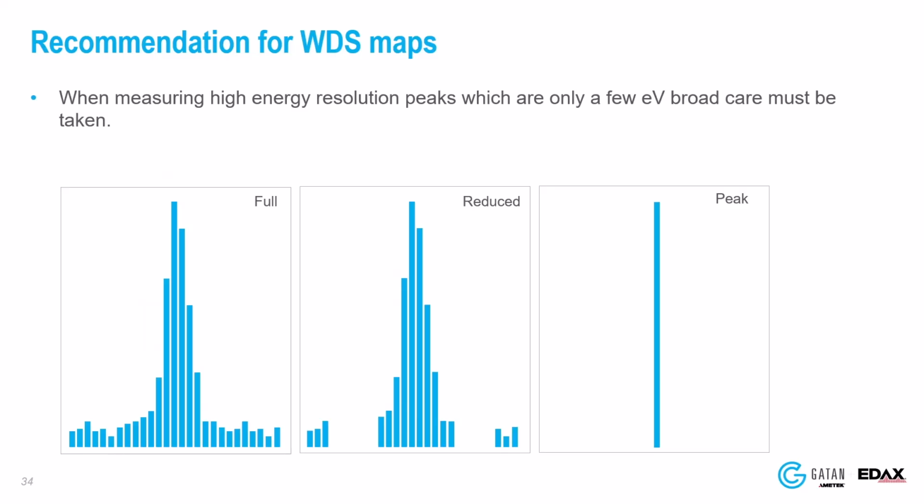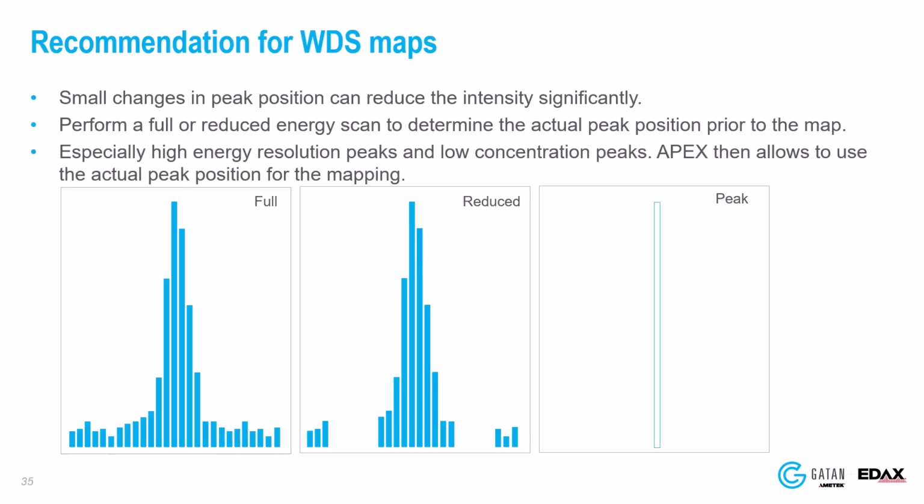Depending on the energy and the crystal used, the energy resolution can be very high, leading to peaks of only a few electron volts in width. For mapping, still only the peak position is used. So why is this relevant?